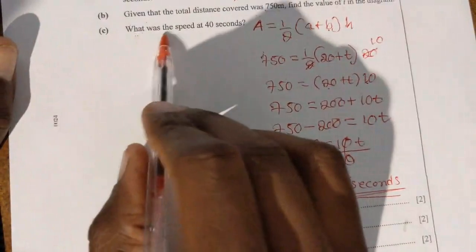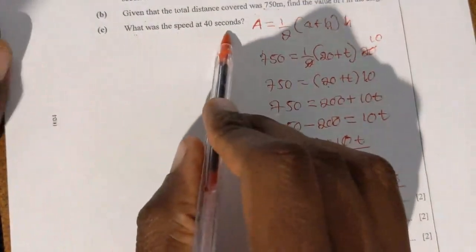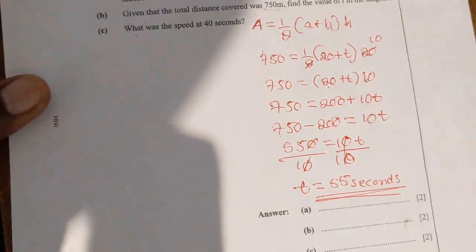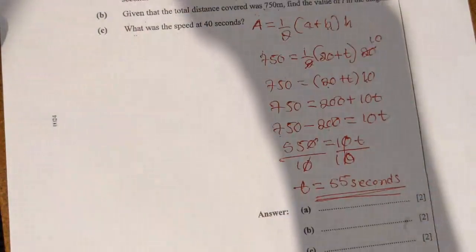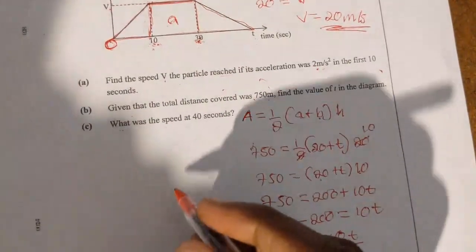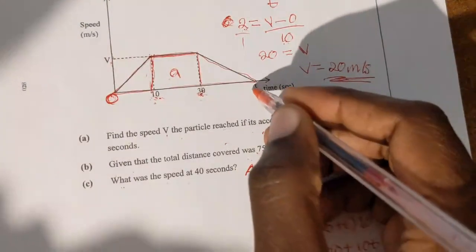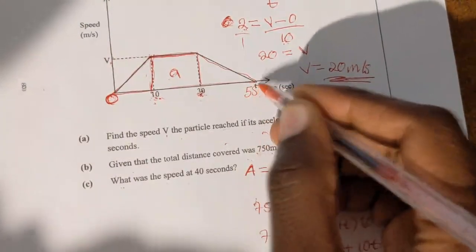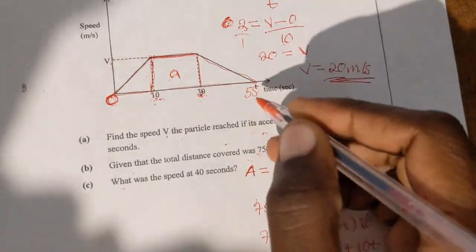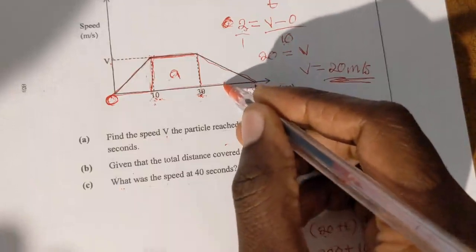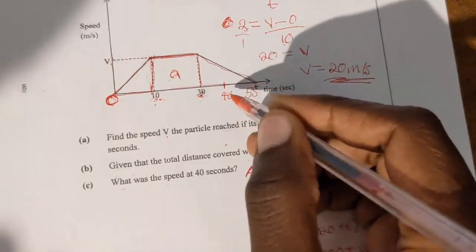Okay, so now they're asking you, what was the speed at 40 seconds? You need to find the speed at 40 seconds. So you know that from here we said that it is 55. That is what we have found. 55 what? 55 seconds, right? So that means 40 must be somewhere here, 40 seconds.